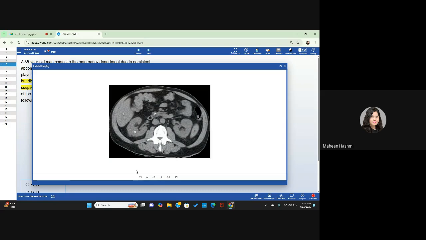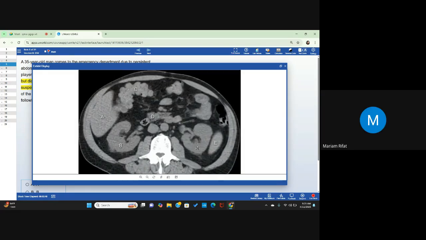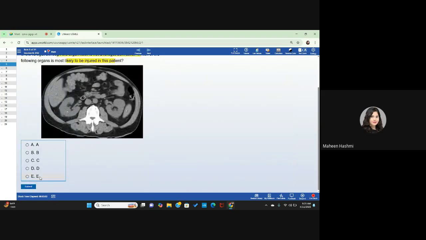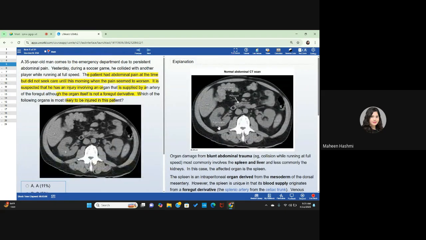So what do you see in this CT scan? What's happening? E, the spleen, that's E. It does not arise from the foregut but is supplied by the foregut's celiac branch, the splenic artery. Very good. So the answer is E. Again, we know that this is the pancreas over here. That's the large bowel, liver. These are the kidneys. This is the spleen.